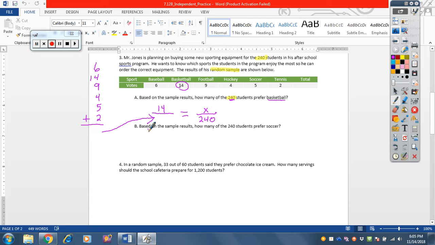B is the same as A. It's just soccer instead of basketball. Even your total down here is going to be the same. So if you can do A, you can do B.